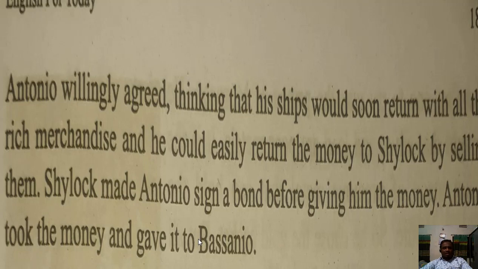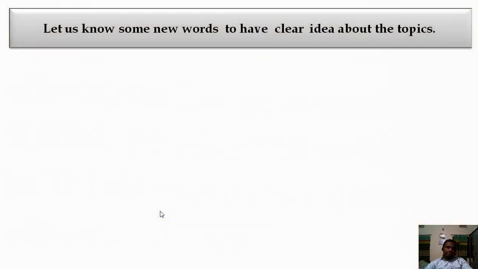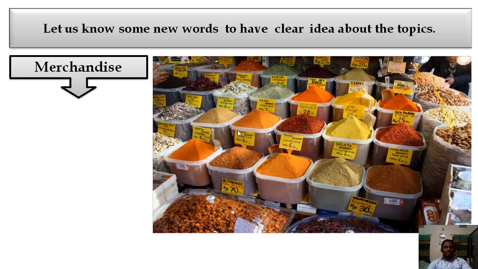From this last part of the text, you can understand how passionately Antonio loved his best friend Bassanio. Let us now learn some new words to have a clear idea about the topics. From this picture, you can understand the meaning of the word merchandise.